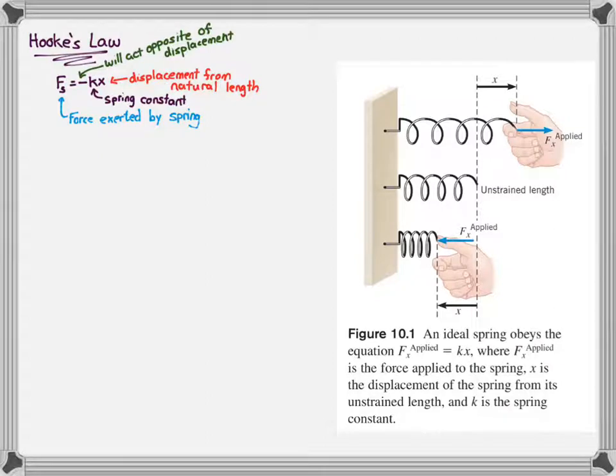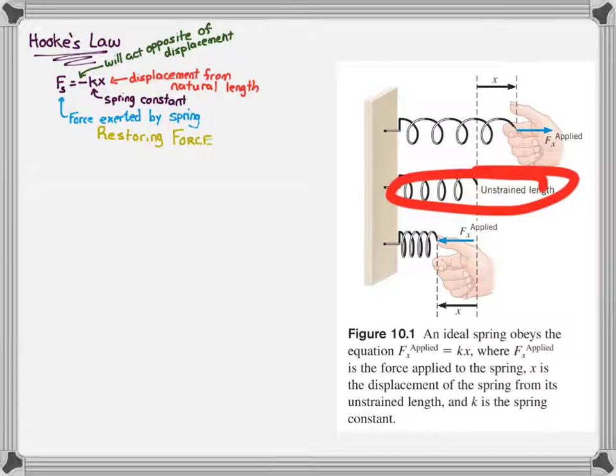So here we have an example. We have the force applied to a spring. We have a spring right here at the bottom at its natural, unstrained length. When you apply a force to stretch it out, you cause some kind of displacement. The force of the spring is always going to act in the opposite direction of the applied force. The force of the spring is a restoring force. The spring wants to come back to its natural length.